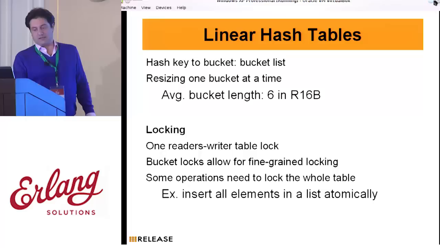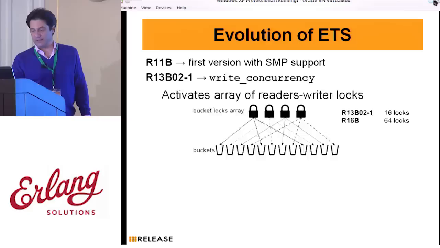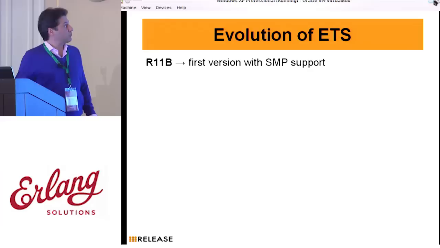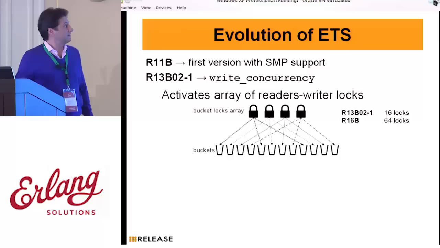So let me skip this stuff and go directly to how ETS has evolved over various different Erlang OTP releases. R11 was the first version with SMP support, not in ETS, but in anything. The first real support for scalable ETS came in R13B02 with a write concurrency option that was introduced. This activates an array of readers-writers locks on buckets. So only the ETS tables that are based on hashing are scalable. The ordered set implementation currently sucks big time.